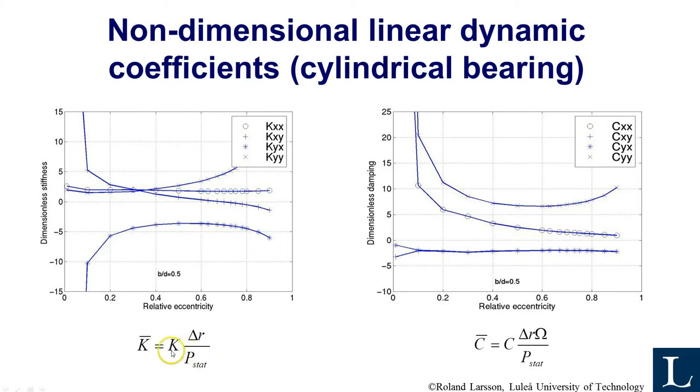And the relationship between non-dimensional stiffness and dimensional stiffness is simply the ratio between clearance and applied load, and in the damping case the clearance and speed and applied load. This is the operating speed. So if you have these diagrams, you can do the analysis, which I will show you later too.